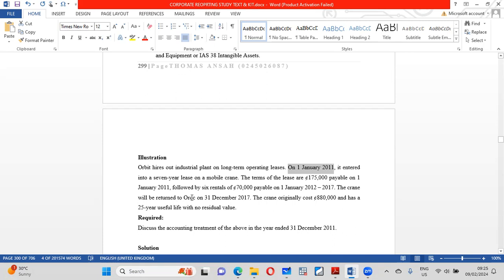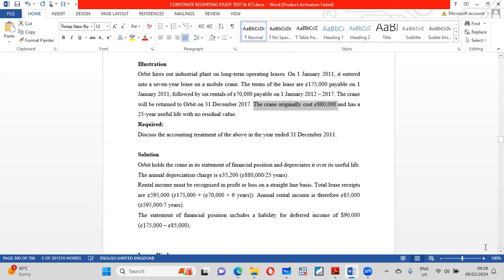The crane will be returned to Orbit on 31st December. Unlike the other one, you know that it may be given to the lessee. The crane originally cost 880 and has 25 years useful life with no residual value. So you are going to maintain 880 in your books, and your normal depreciation will happen.